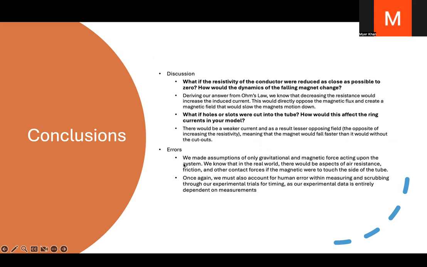And then errors: assuming only gravitational and magnetic force, we know that in real life there would be aspects of air resistance, friction, and other contact forces if the magnet were to touch the side of the tube. And once again, we must also account for human error within measuring and scrubbing through our experimental trial videos for timing, because that was entirely dependent on our own measurements.